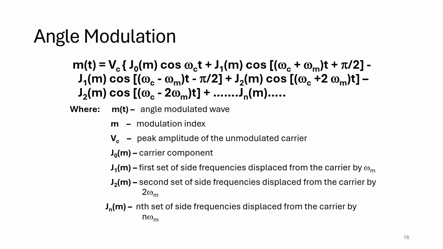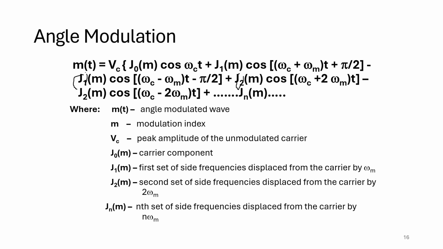Just like what we did in amplitude modulation, since there are both sides, we just have the lower and the upper side frequency. In this case, we have the MT here, which is the angle modulated wave. Then we have M, the modulation index, which we have already discussed previously. VC is the peak amplitude of the unmodulated carrier. J0 is the carrier component. J1M is our first set of side frequencies, J2 the second set, J3, and so on.